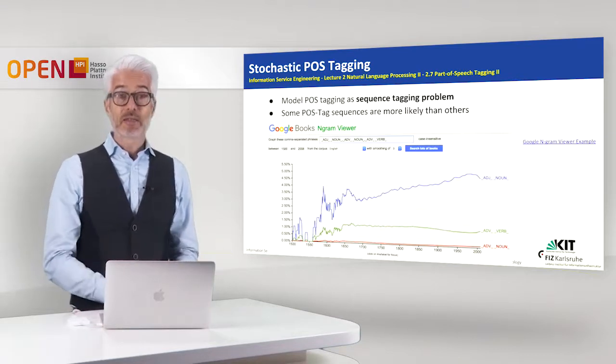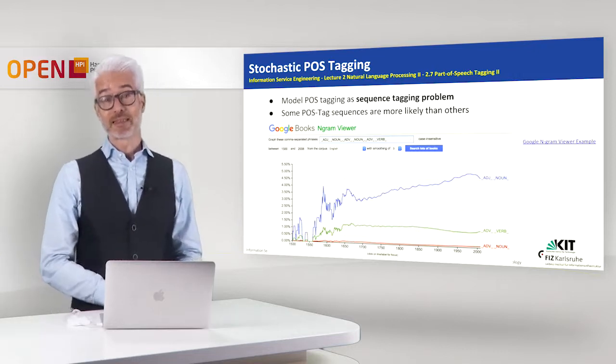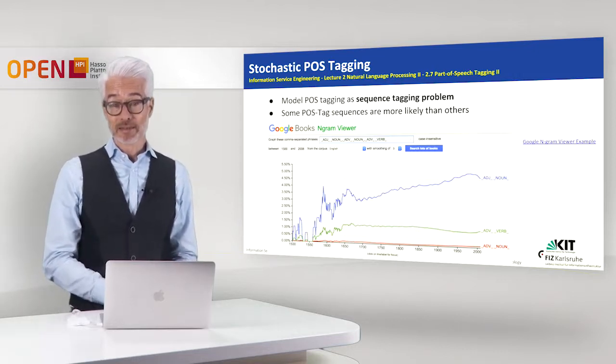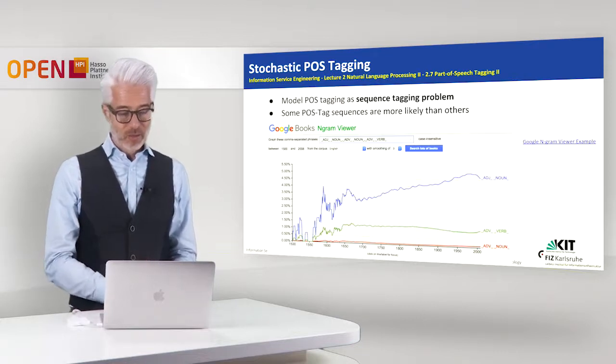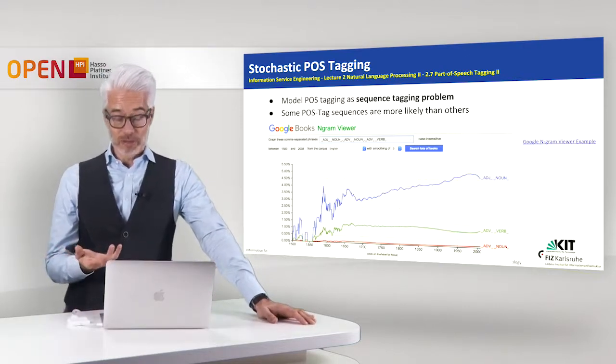And by doing this probabilistically, we will find out that some of these POS tag sequences are much more likely to occur than others. You can see this easily with the Google Ngrams viewer. Here is a simple example. You see here 3 lines, a red one, a green one, and a blue one. And it's looking at the Google Book corpus, which is rather huge.